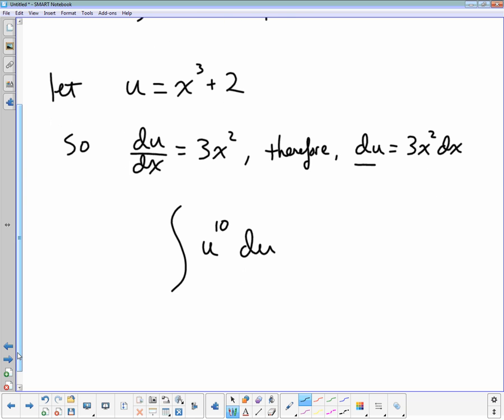Okay? So now I wind up getting 1 over 11 u to the 11th, and of course the ubiquitous plus C. So now what I can do is go back and resubstitute.